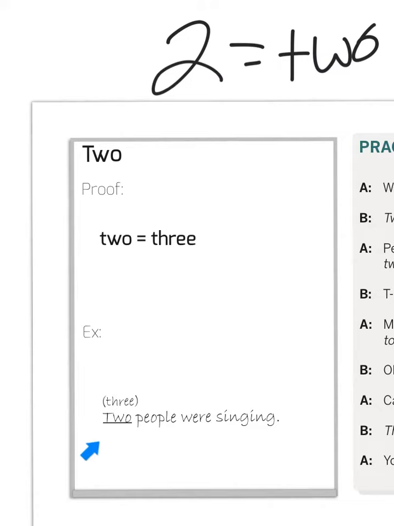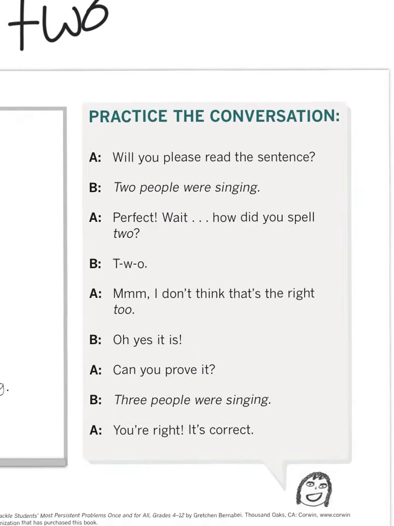Let's look at our example. So we've underlined the word to show that we made a grammatical choice. And above the word to, we've used our proof. We inserted another number. We inserted the number 3 to see if this will work and if it is, in fact, the correct form of the word to. So let's read it with our proof. 3 people were singing. Does that make sense? Absolutely, it makes sense.